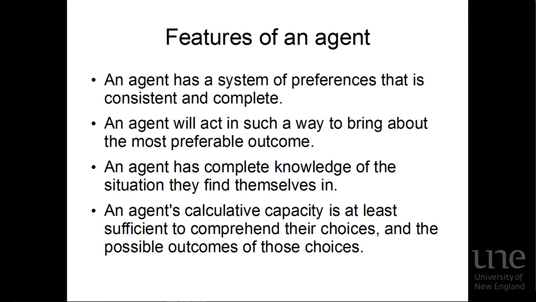An agent will act in such a way to bring about the most preferable outcome. Now we can proviso this, or rather preface this, with the most likely eventuation of the best outcome possible. So we may want to weigh it in the expected utility sense. We must also hold that an agent has complete knowledge of the situation they find themselves in. If an agent doesn't fully understand the rules of chess, we can't fully predict their actions, because they may act in ways that they think are coherent, but we would not, because we understand the full rules of chess.